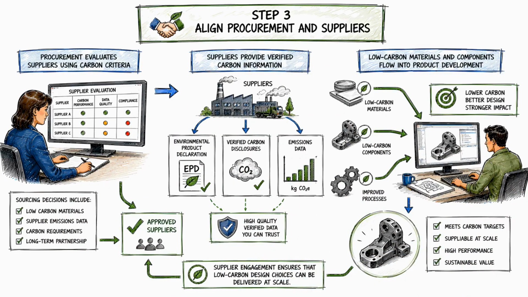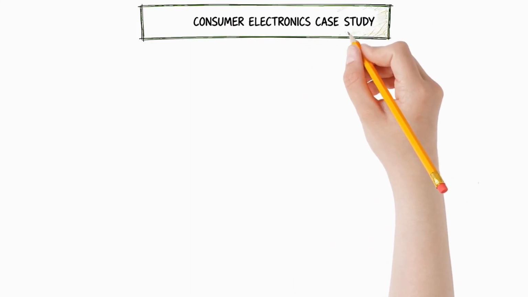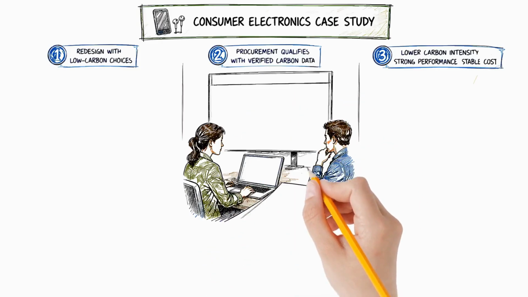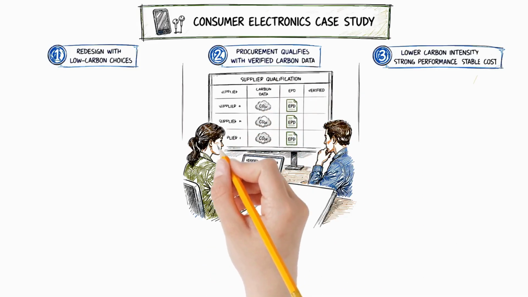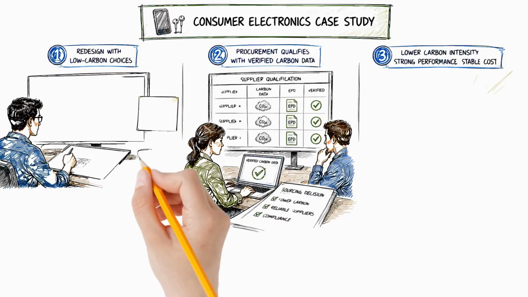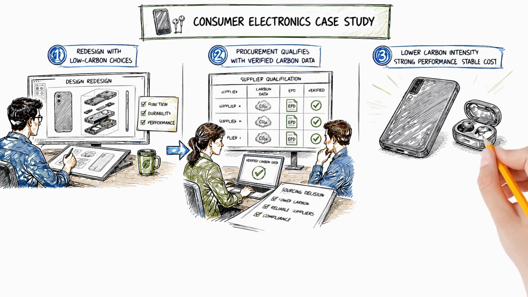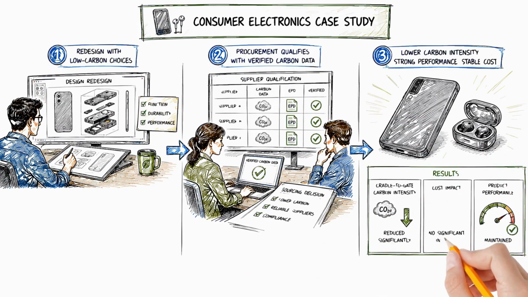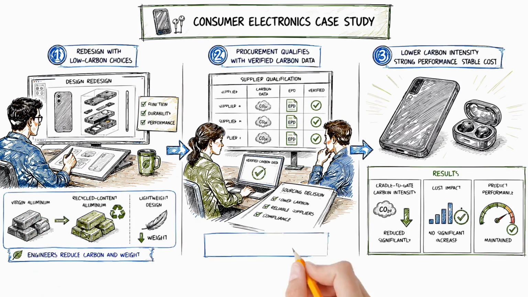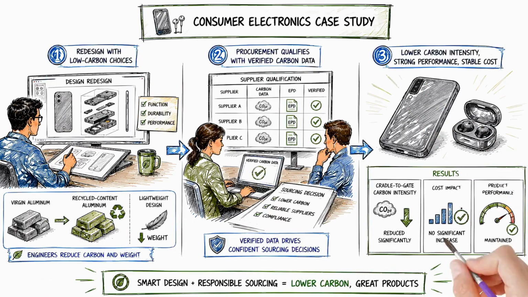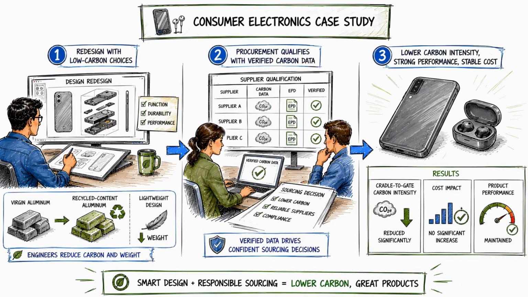Consider a consumer electronics company redesigning a product. Engineers replace virgin aluminium with recycled content alternatives and reduce overall product weight. Procurement qualifies suppliers using verified carbon data. Together, these actions reduce cradle-to-gate carbon intensity while maintaining product performance and avoiding significant cost increases.